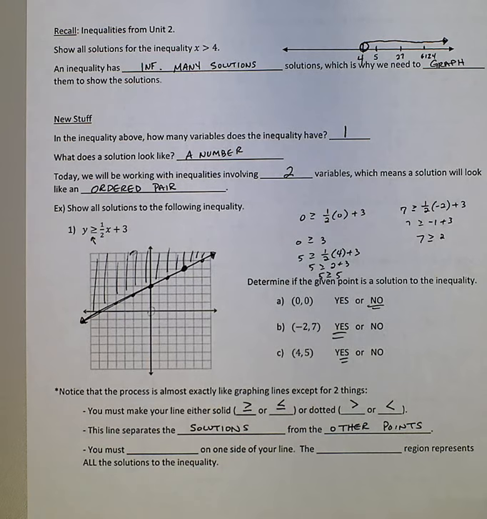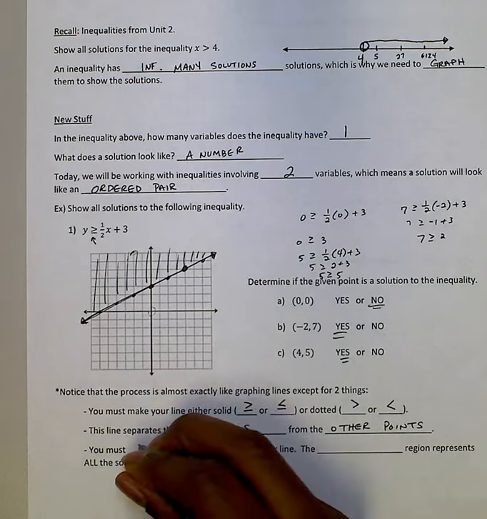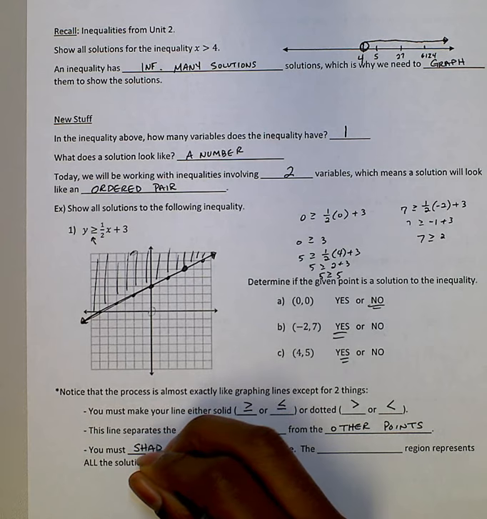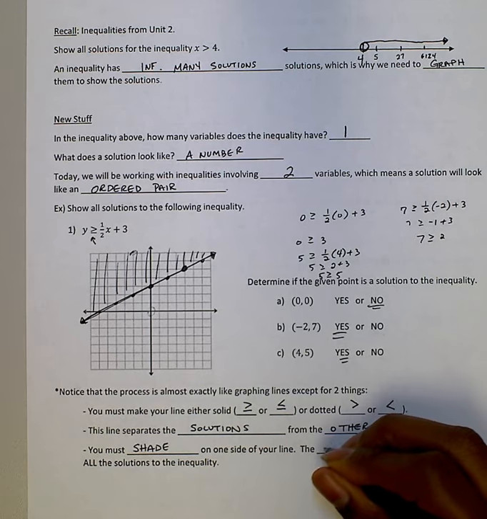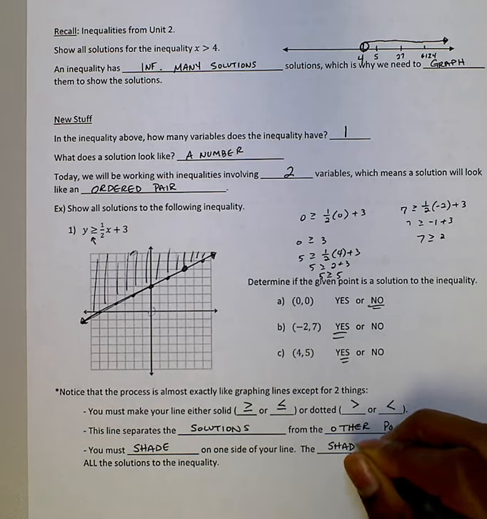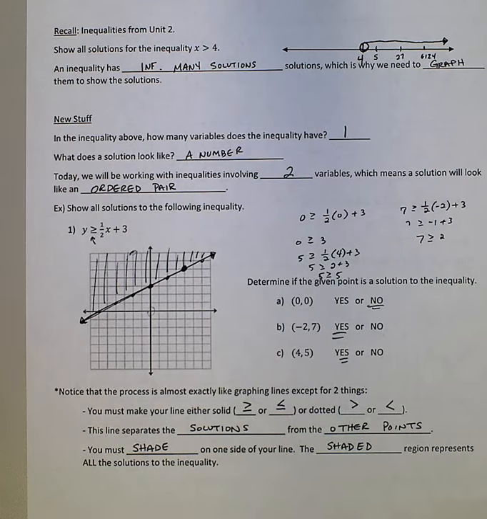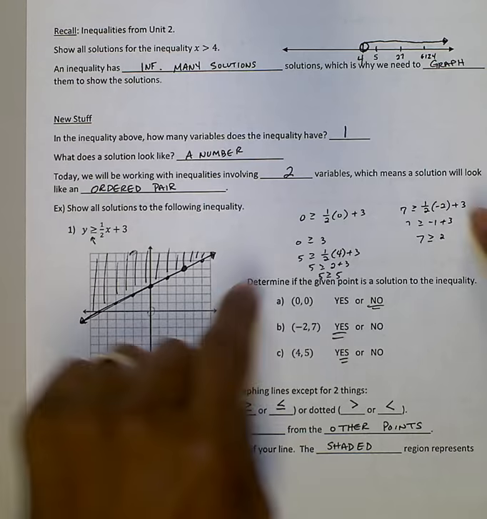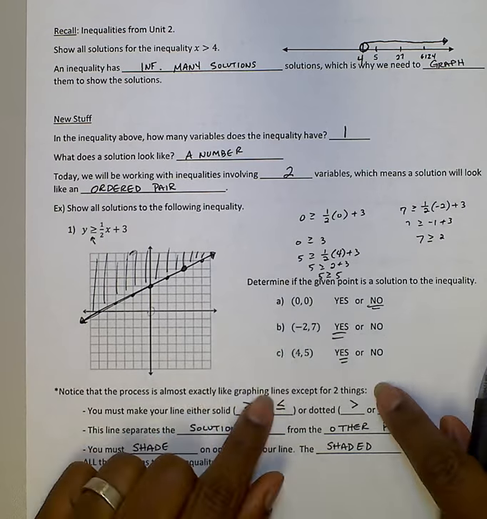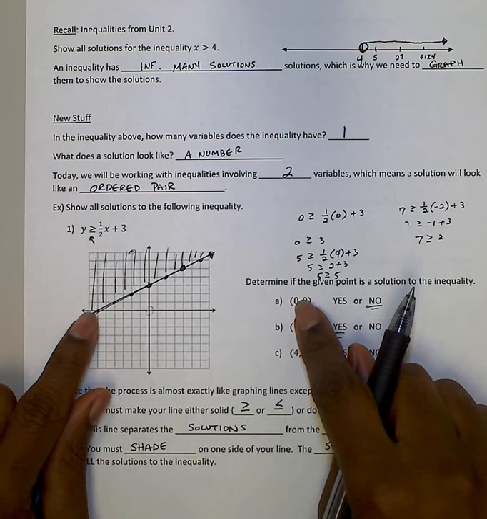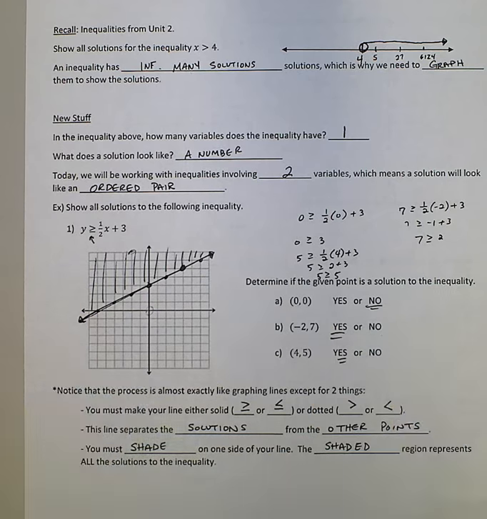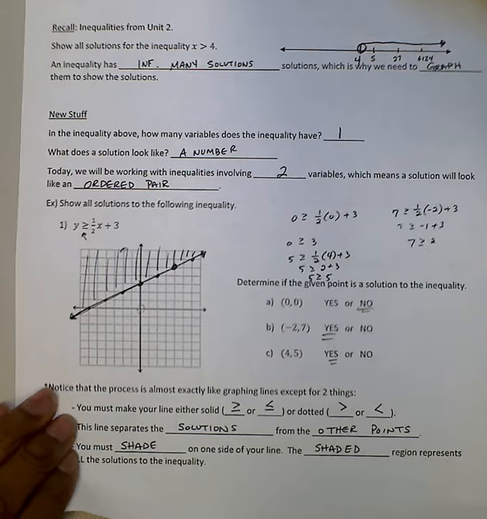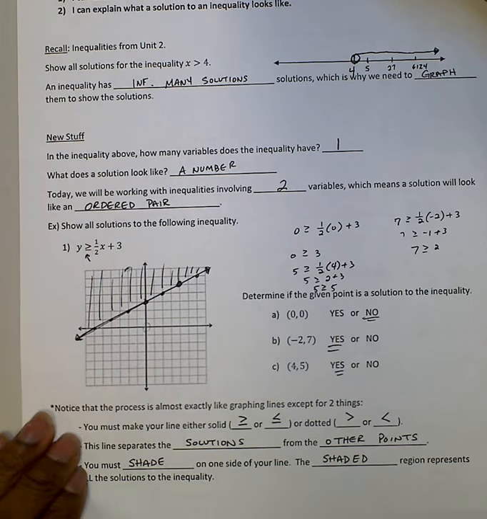It can't be. Okay, you must shade on one side of the line. The shaded region represents all the solutions to the inequality. Okay, and so you see there we could plug in numbers each time, or with our graph we can more easily see. Is (0, 0)? No. (-2, 7)? Yes. (4, 5)? Yes. Okay, it allows us to see the solutions a lot easier.